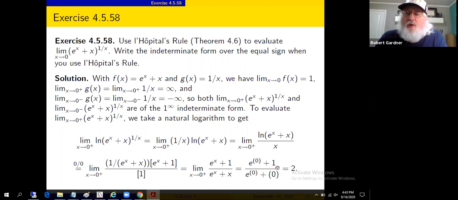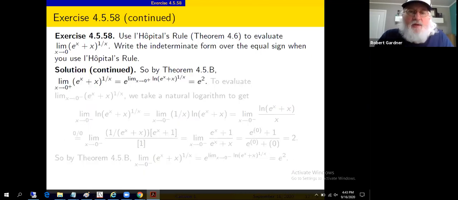And in this case, we get out e to the 0 plus 1, that's a 1 plus 1, over 1 plus 0. So we get out 2. So the limit's 2, right? No, not yet. The limit here is 2, but that's not what you were asked. This is not the limit of the original function. This is the limit of the logarithm of the original function.